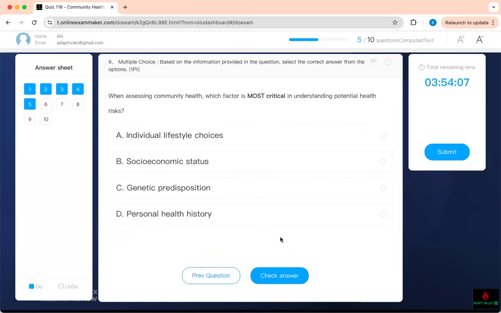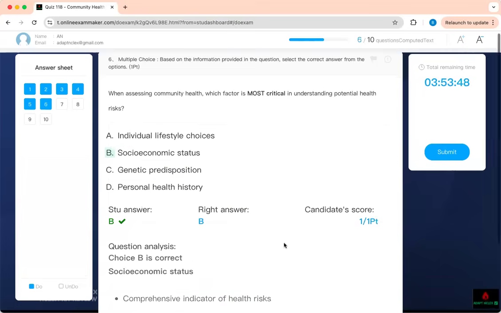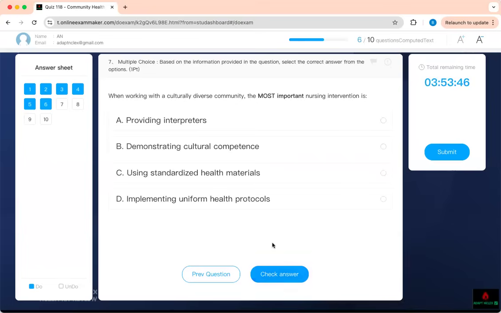When assessing a community's health, which factor is most critical in understanding potential health conditions? Determinants of health, there are so many things, but one of them is socioeconomic status, not your lifestyle, not your genetic predisposition or personal health history. It's your socioeconomic status that can determine your health status in society.